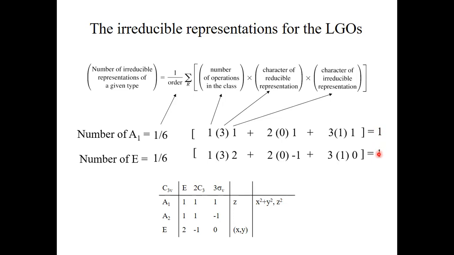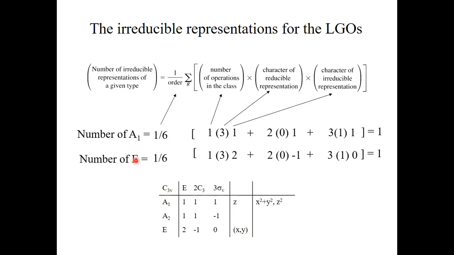However, we need to consider now that this symmetry type, the symmetry E, is double degenerate. And when it's double degenerate, then this number 1 actually means 2. And it means that we have 2 double degenerate ligand group orbitals, both having the symmetry E. So overall, we have 1 ligand group orbital that has the symmetry type A1, and 2 ligand group orbitals, which are double degenerate, that have the symmetry type E.